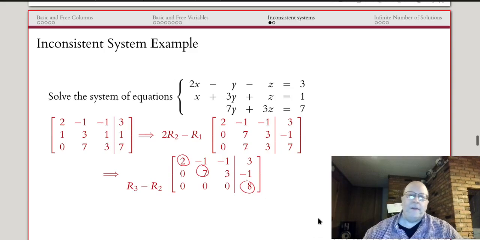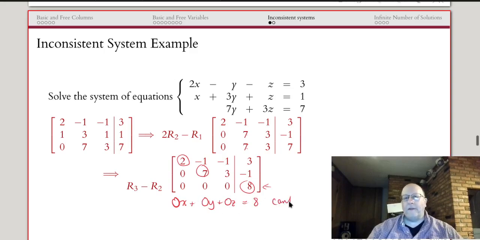But what does this last equation say? This last equation says that 0x plus 0y plus 0z is equal to 8, and that can't happen. And because we have found ourselves to have an impossible equation, the correct solution is that this system of equations has no solutions. There are no values of x, y, and z that make these equations true.